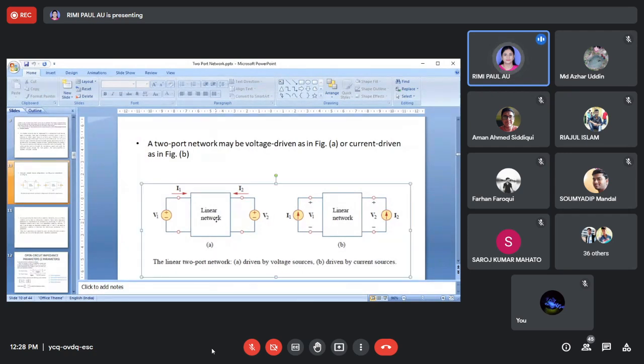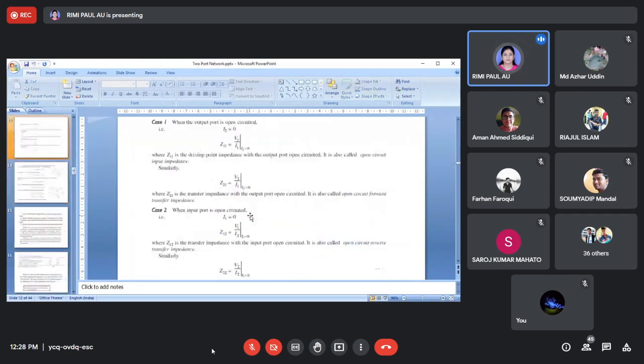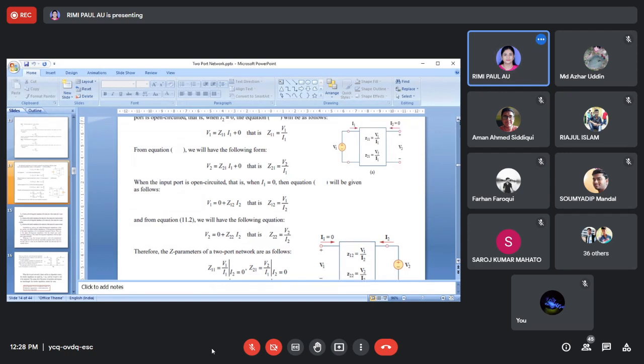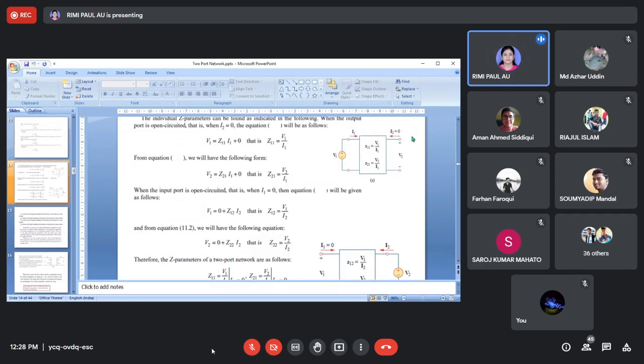So I am giving a supply voltage V1, and due to this supply voltage V1, current I1 is flowing through this path. Now this output port is open circuited, and you know that if any circuit is open circuited, there will be no current. So that's why in this output port there is no current. So I2 is 0, right?